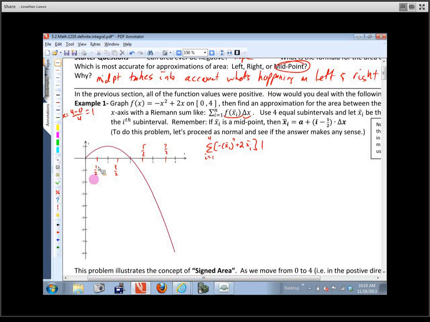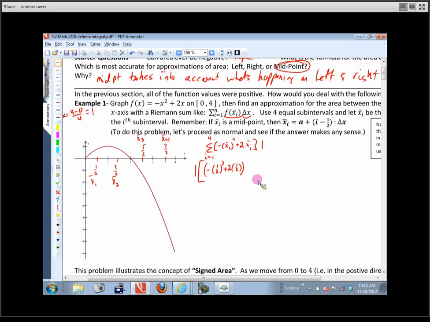This is going to be x bar 1. This is going to be x bar 2. This is x bar 3, and this is x bar 4. There's the midpoint of each of those 4 subintervals. So when I plug this first one in, I'm going to get negative 1/2 quantity squared plus 2 times 1/2. Then we're going to multiply that by the width. I don't really need to write the 1, but I'm going to pull the 1 out front, and write a big set of brackets. So we're pulling out the width like we did last time, and then I'll just compute the function height, if that's okay.